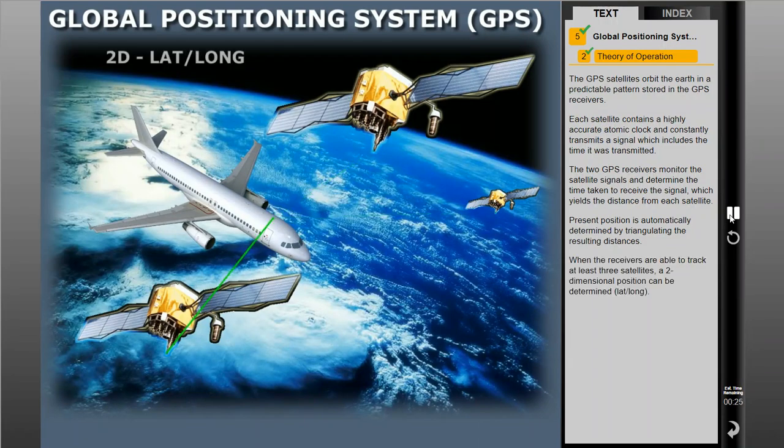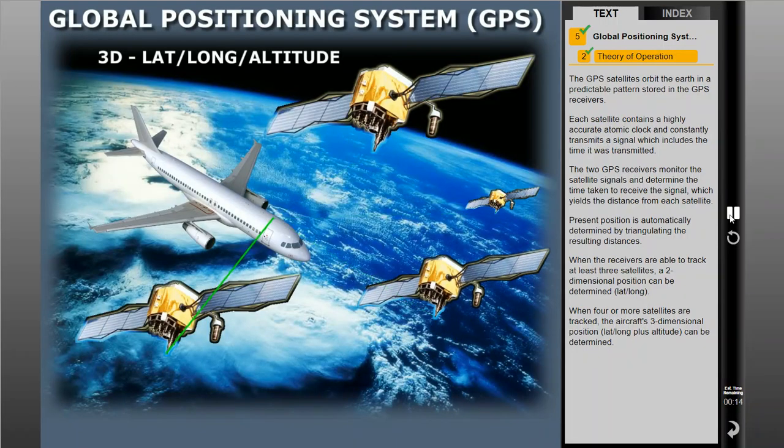When the receivers are able to track at least 3 satellites, a 2-dimensional position can be determined in terms of latitude and longitude. When 4 or more satellites are tracked, the aircraft's 3-dimensional position, latitude, longitude, plus altitude, can be determined. Ground speed and track are determined by the rate and direction of position change.